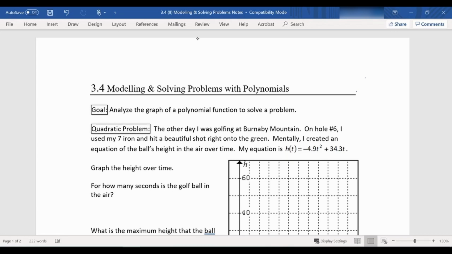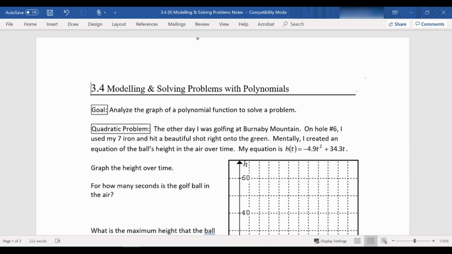Mentally, I created an equation of the ball's height in the air over time. My equation is h of t equals negative 4.9 t squared plus 34.3 t. The first part of the question is asking us to graph the height over time. So we've got two options here for graphing that are realistically what we would want to use.